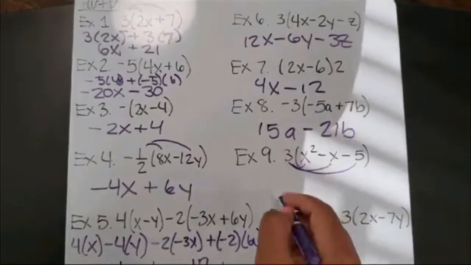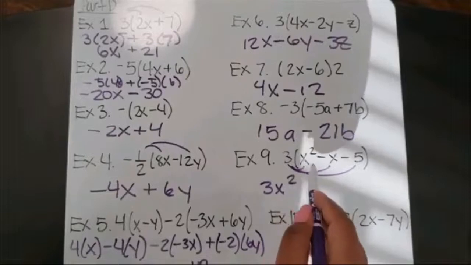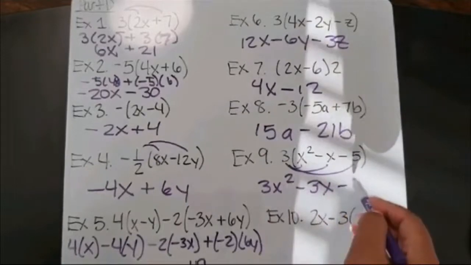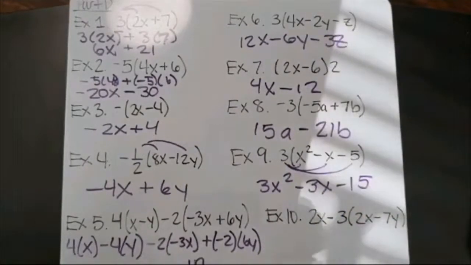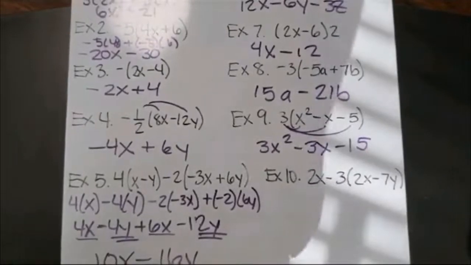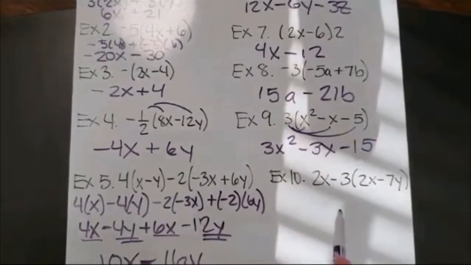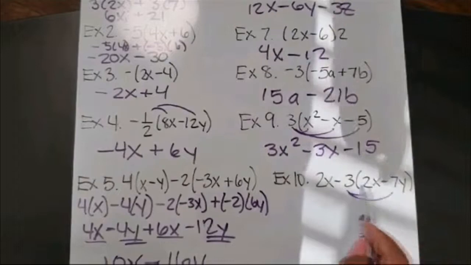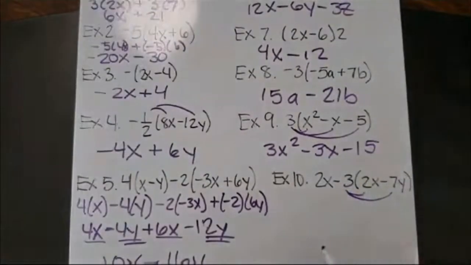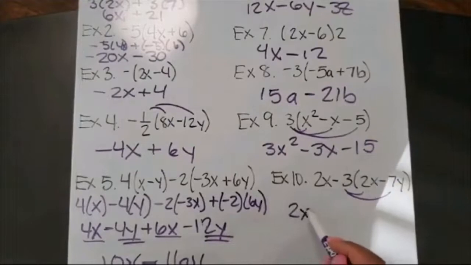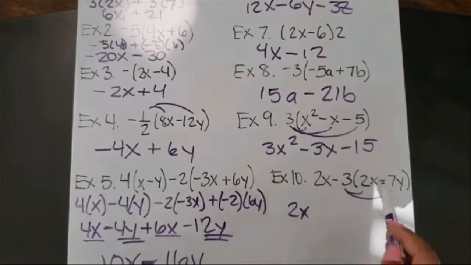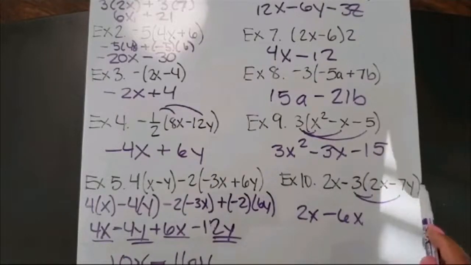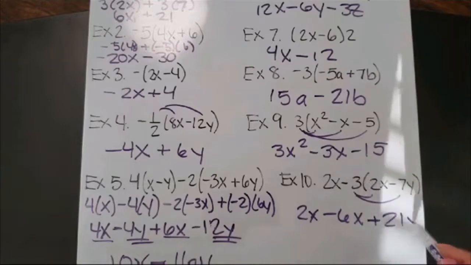So 3 times x squared is 3x squared. 3 times negative x is negative 3x. 3 times negative 5 is negative 15. If we look at number 10, we have a 2x here, and then we have a minus 3. Now this minus 3 has to be multiplied by each term. So we're going to keep our 2x. Then we're going to do negative 3 times 2x, which is negative 6x. Then negative 3 times negative 7y, which is positive 21y.